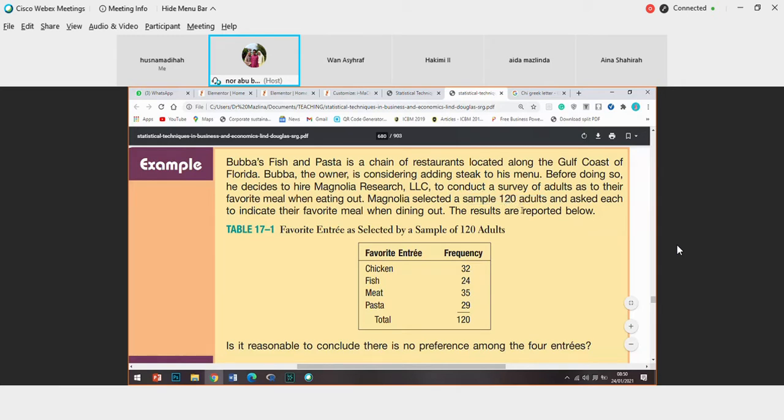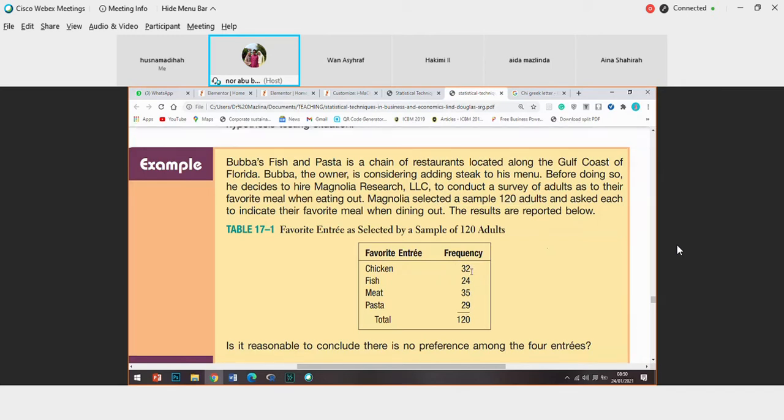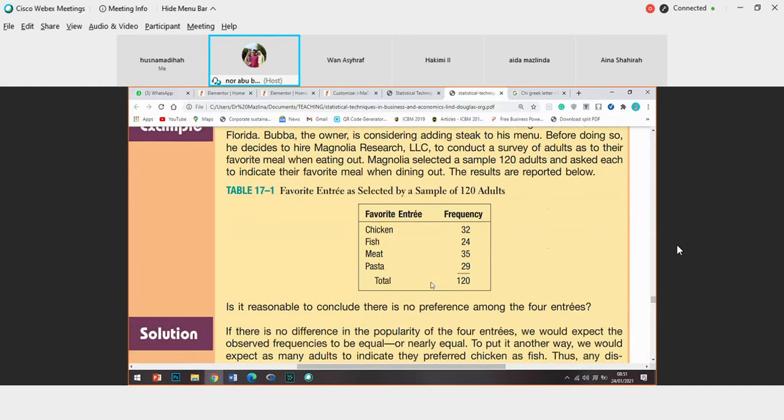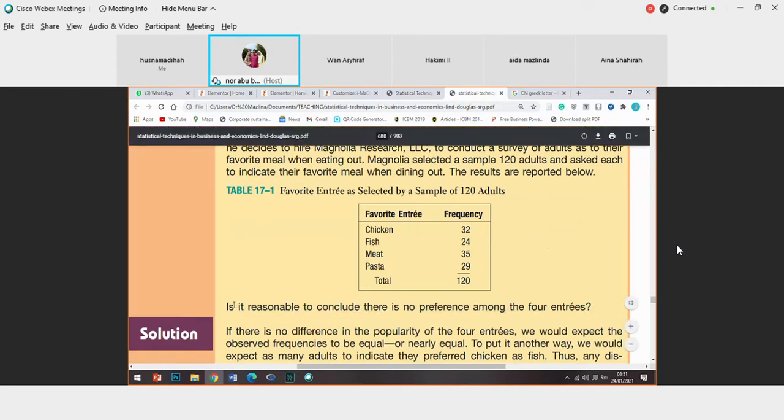Okay, so actually, bila kita ambil sampel macam ni, okay, we don't know whether macam kita kena pastikanlah sama ada, okay, is it reasonable? So this is the question. Is it reasonable to conclude there is no preference among the 4 entries?